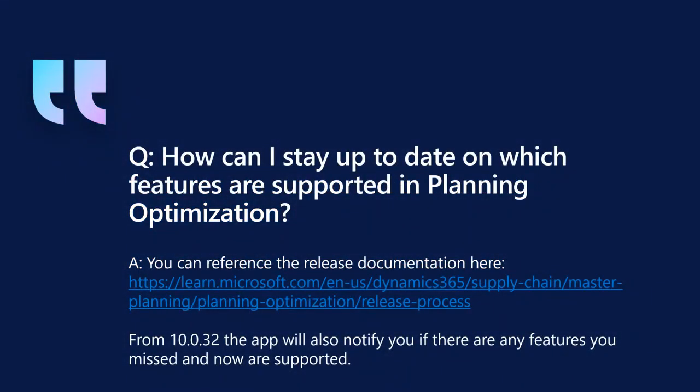How can I stay up to date on which features are supported in planning optimization? The best place to go to understand what features are supported is the release documentation, which is linked here and is available on the Microsoft Docs site. From 10.0.32 onwards, the app will also notify you if there are any features you missed and now are supported. And the product team also posts updates in the Yammer forum, which Beatriz will talk about in a few minutes. So if you want to stay up to date on what's happening in previews and things like that, that is another place you can go.